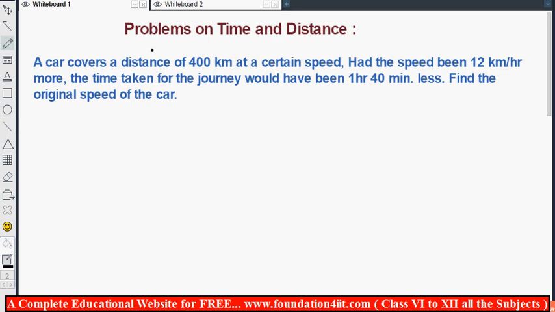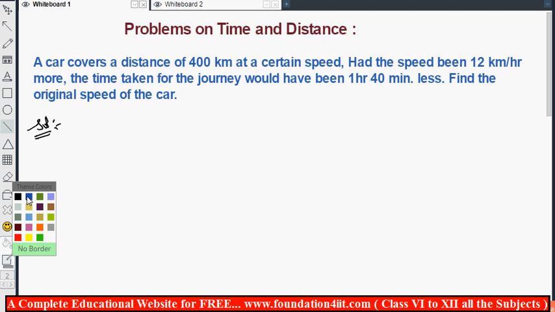Now let us see one problem based on time and distance from the same problems on quadratic equations. So I have one question based on time and distance. Let me explain this briefly, then similar problems you can do. The question is: a car covers a distance of 400 kilometers at a certain speed.